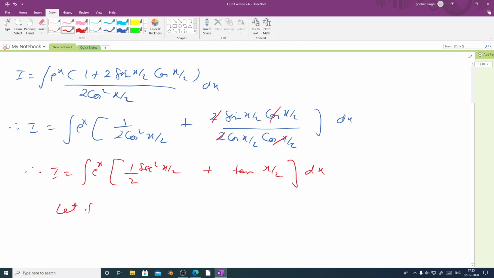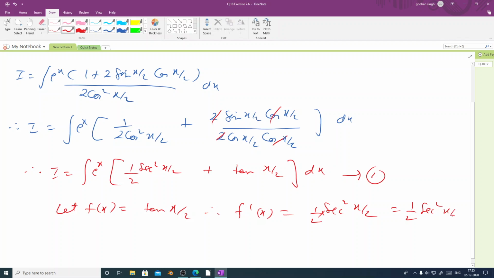Let f(x) equal tan x by 2. So let this be 1. Therefore f dash x equals the differentiation of this, which will be sec square x by 2, then we differentiate x by 2 and get half. So that is equal to half sec square x by 2. So here we can see that this is our f(x) and this is our f dash x.